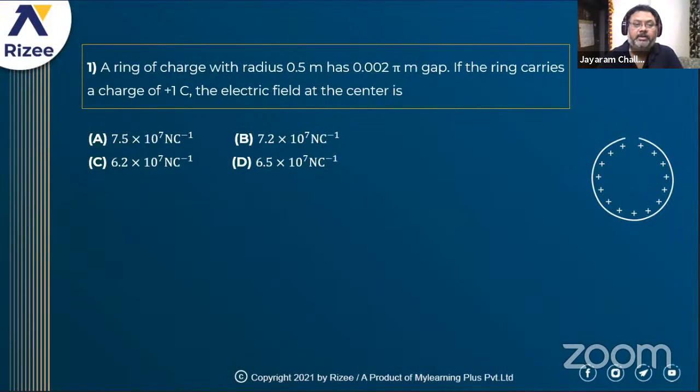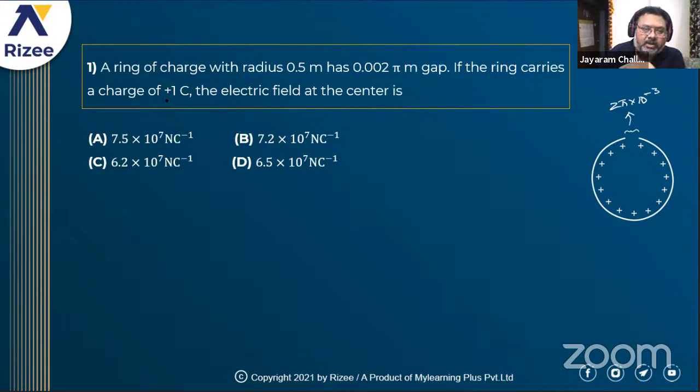So coming to the electrostatics, the first question is, there is a ring here, whose radius they have provided to us. And the length of this particular gap they have given to us. The gap value is 2π into 10 to the power of minus 3. Or if I leave the π, then obviously this will come under the 3.